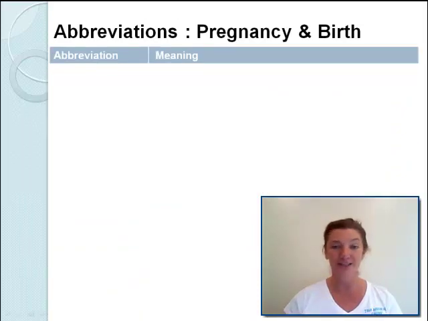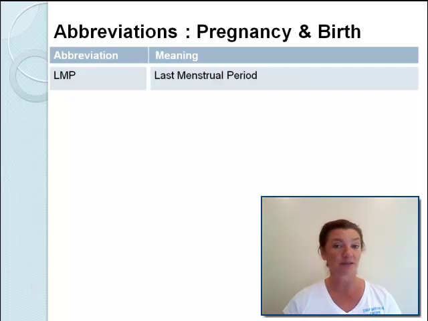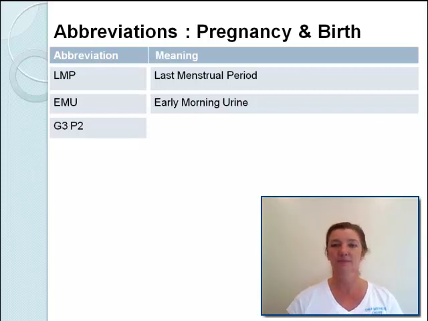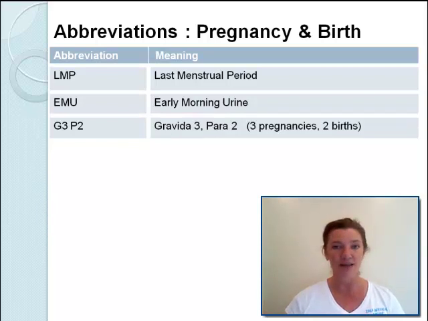Let's look at some abbreviations. LMP was the last menstrual period. EMU means an early morning urine, commonly done for pregnancy tests. G3P2 relates to gravida 3, so 3 pregnancies, and para 2, so 2 pregnancies to birth.